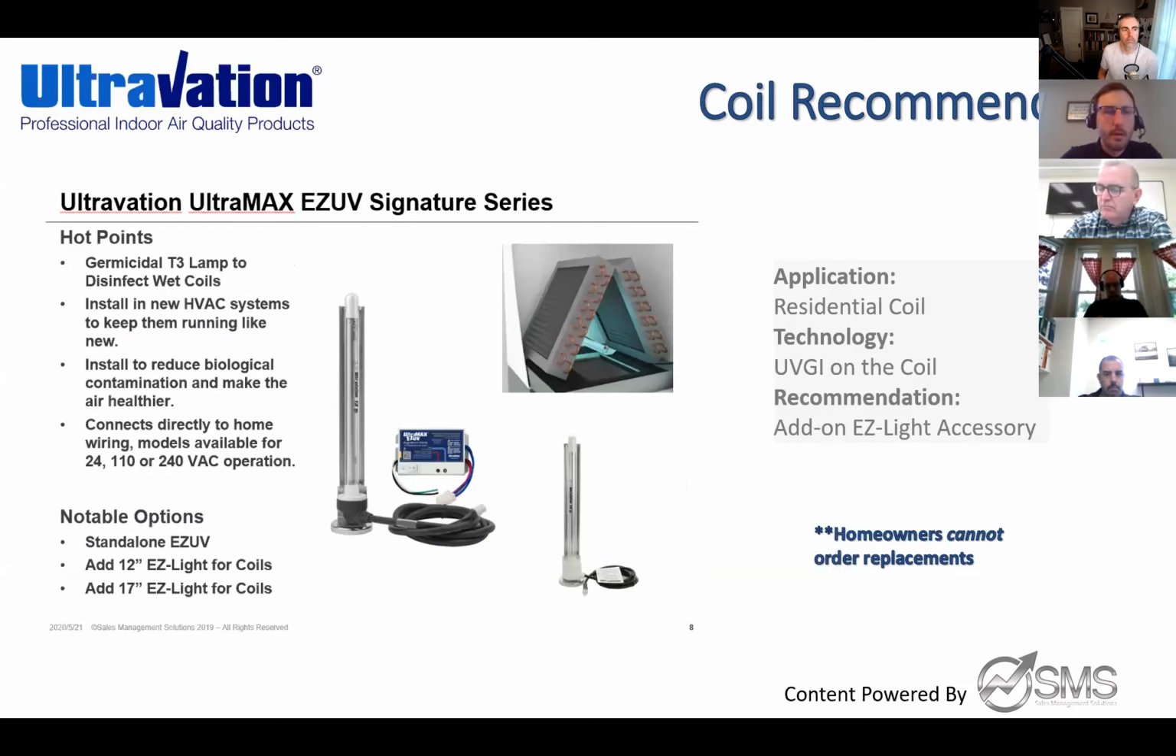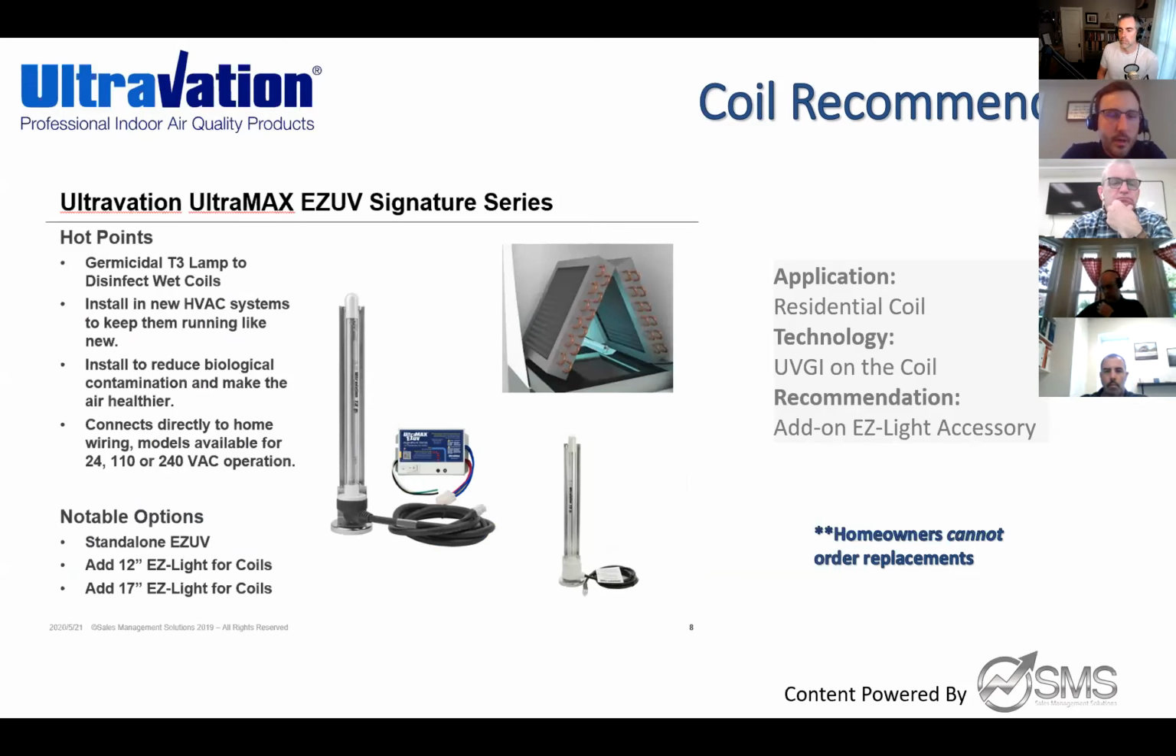So this is our Ultramax Easy UV Signature Series light. This is a great light if you want to add multiple lamps to a coil. This has a T3 lamp to disinfect wet coils. It can install in new HVAC systems to keep them running like new. It installs to reduce biological contamination and makes the air healthier.